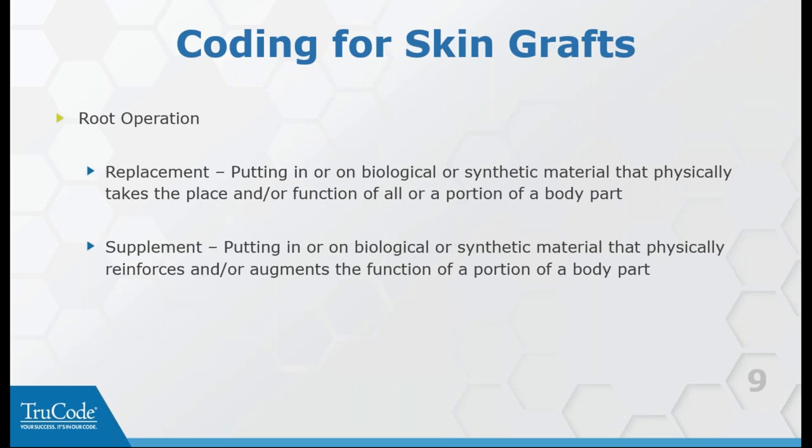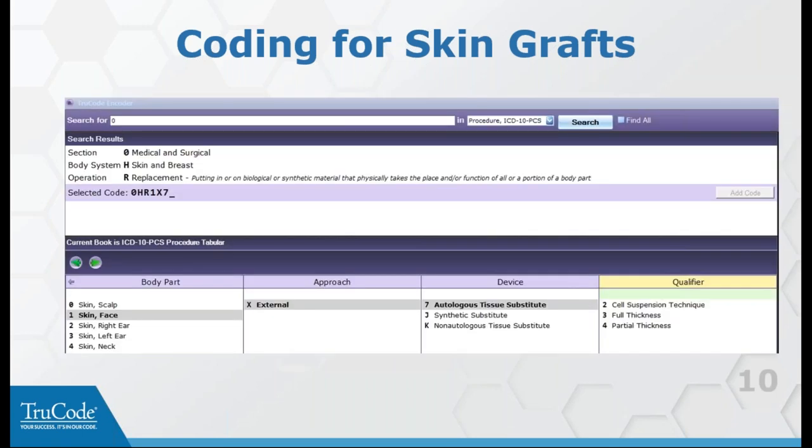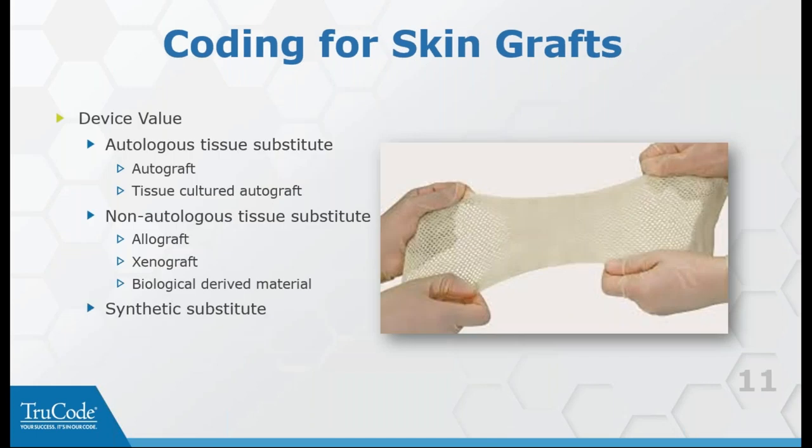Okay, so sometimes it can be hard to know which type of material is being used. The index does provide some guidance for some of the specific brand names of the different materials. So for example, if we do a search for Epicel, we're going to be directed to the autologous tissue, and Integra is going to tell us that we need to use the non-autologous. Coding Clinic does have some articles that talk about specific brand names as well, so that can be helpful. And then I also found that if you Google the product name, you can fairly easily find out what the product is derived from. So that can be helpful as well.